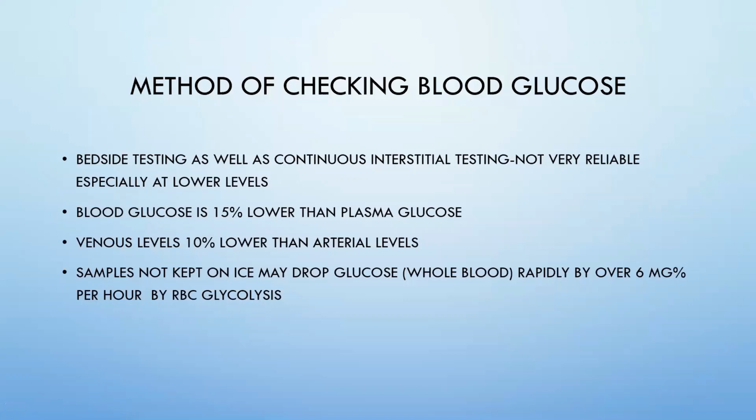One is the volume of the RBCs, and the second is that RBCs are metabolically active and they metabolize the glucose by glycolysis. For the same reason, if you're taking a blood sample, you should take it in an appropriate container, and you should store it on ice if you're taking it to the lab or if there is a delay. If you're not storing it properly, or not taking it to the lab appropriately, it may drop rapidly by 6 milligrams per hour by RBC glycolysis.